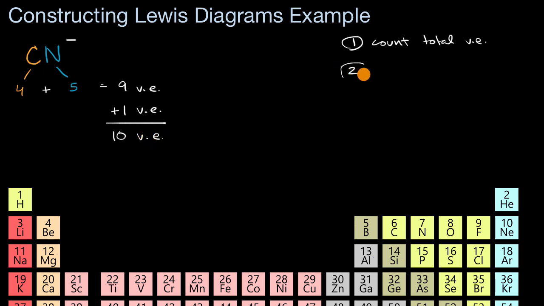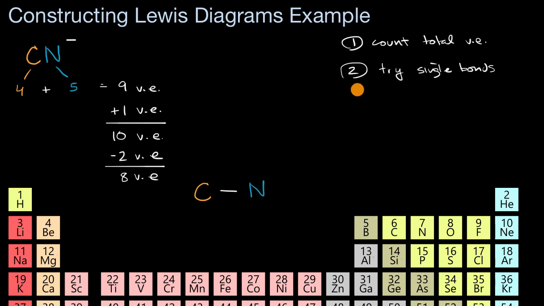Now the next step is to try to draw single bonds. Try single bonds and identify a central atom. Now we only have 2 atoms here, so really neither feels central. So let me just put a carbon and a nitrogen next to each other here. And then let me draw one single bond. So by drawing that one single bond, I have now accounted for 2 valence electrons. So now I am left with 8 valence electrons. And so that's the next step. Allocate remaining valence electrons.